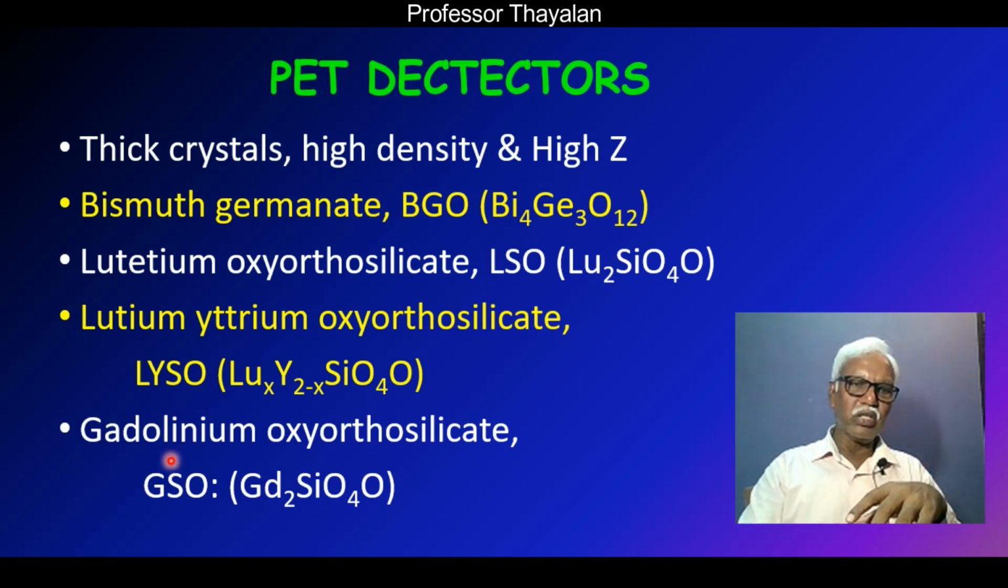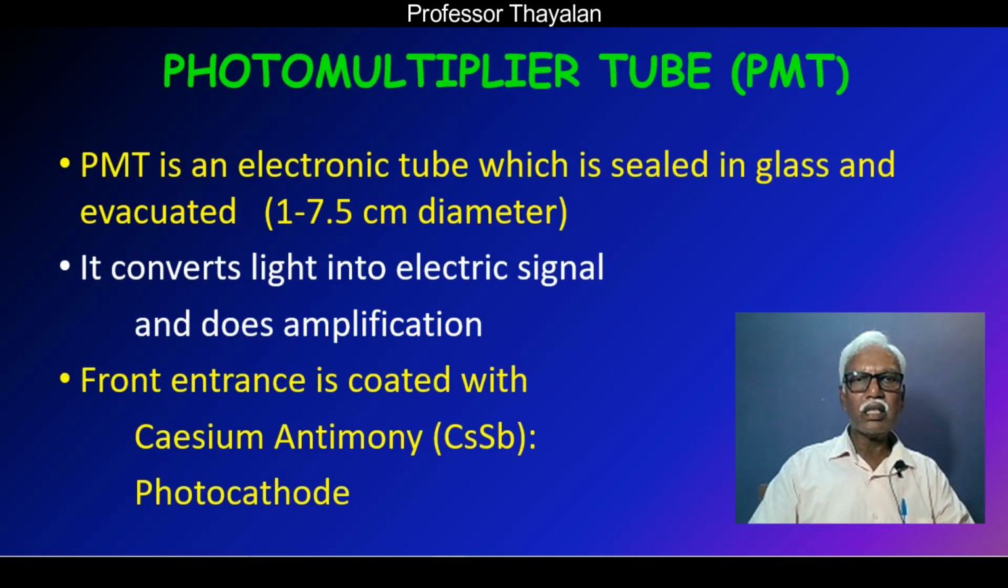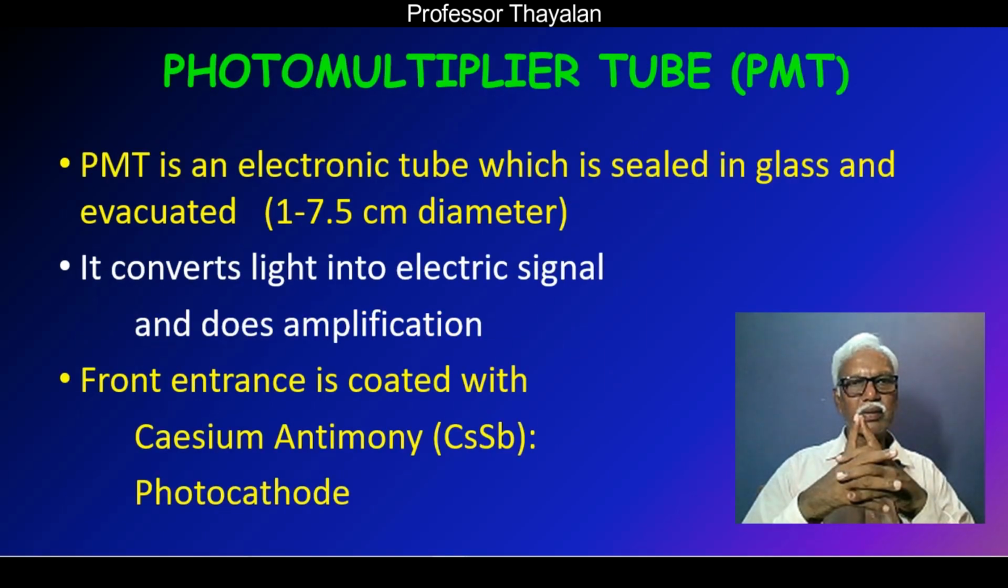Oxyorthosilicate, known as GSO. The chemical formula is given in the slides. These are the various detectors used in positron emission tomography. Let us see about the photomultiplier tube. What is a photomultiplier tube?